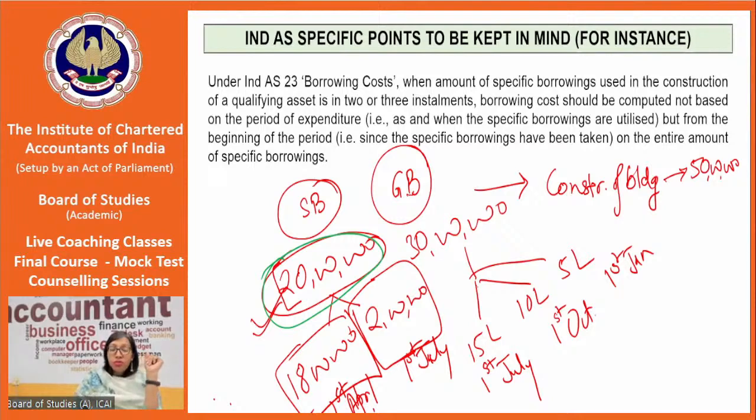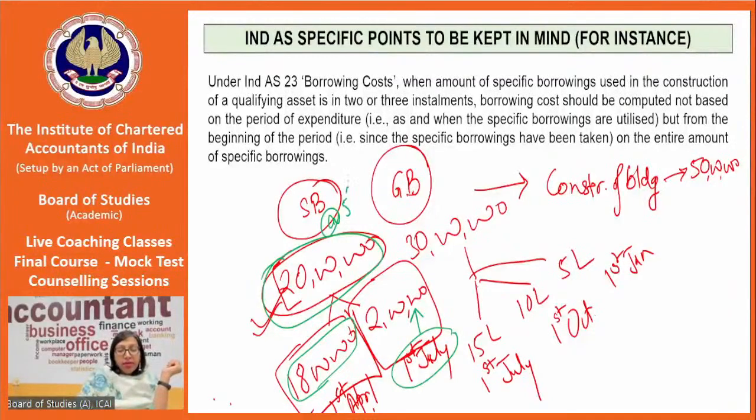What students used to do is that they calculate borrowing cost on 18 lakh for the whole year. Then for 9 months, they calculate borrowing cost on this 2 lakh rupees. Whatever the rate of interest is, say the rate of interest is 5%, for the sake of simplicity, 10%. But that is not correct. In case of specific borrowing, you have to calculate interest at the rate of 10% on 20 lakhs from 1st April. Okay, I hope this is clear.